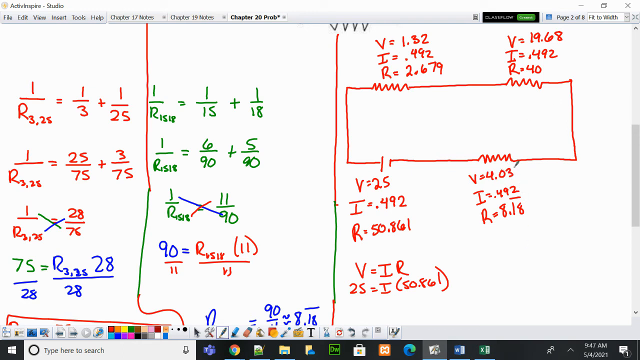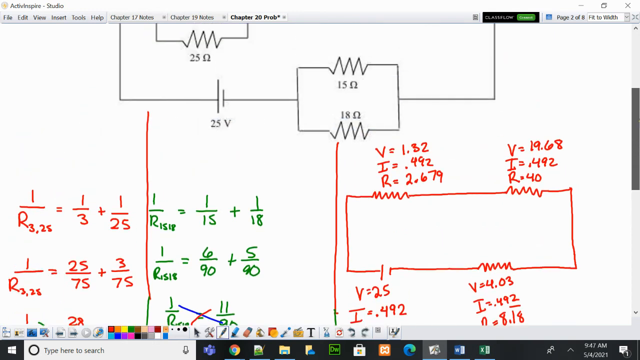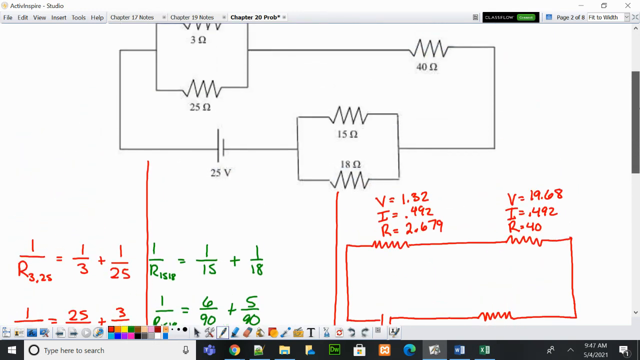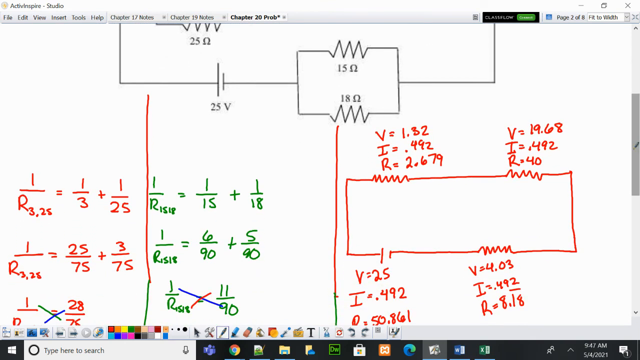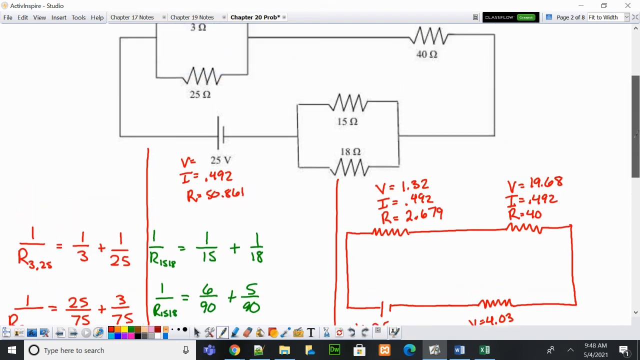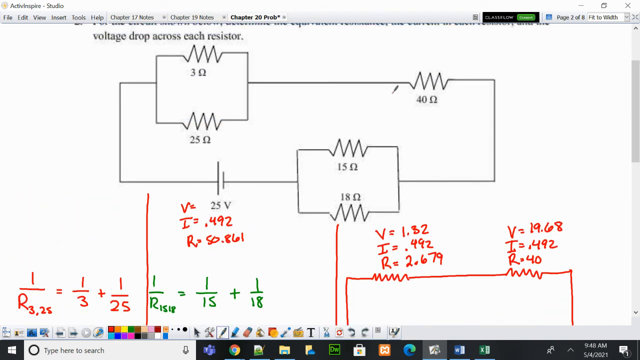Now, I have to go from my simple circuit back up to the complex. So I say, okay, things that look the same, I can just write down. So this battery is the same. So voltage is 25, current is 0.492, and the resistance is 50.861. Also, this 40 ohm resistor is exactly the same. So we have our current of 0.492 and our voltage drop of 19.68 volts.